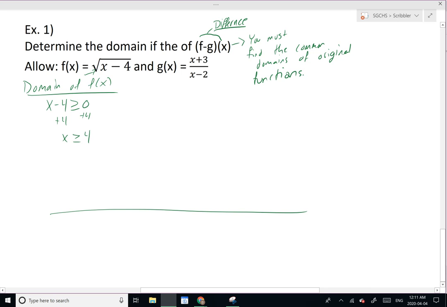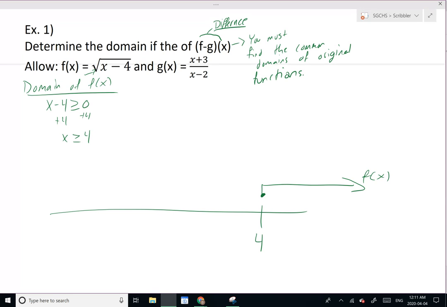So if I start my number line here, I have 4, and this includes it, right? We have that equal sign. So I'm going to do a closed circle, and it has to be greater than positive 4. So this is f of x's domain. Now I'm going to find g of x's domain with the red pen. So g of x domain.